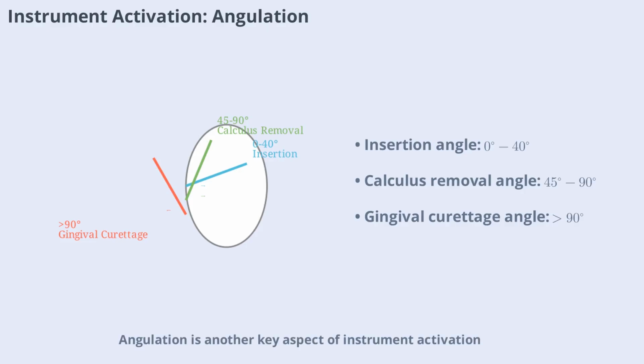Angulation is another key aspect of instrument activation. Different procedures require specific angles for insertion, calculus removal, and gingival curettage. For insertion, the angle should be between 0 and 40 degrees. Calculus removal is most effective at 45 to 90 degrees, while gingival curettage requires an angle greater than 90 degrees. Understanding and applying these angles ensures that the clinician can perform each procedure safely and efficiently.